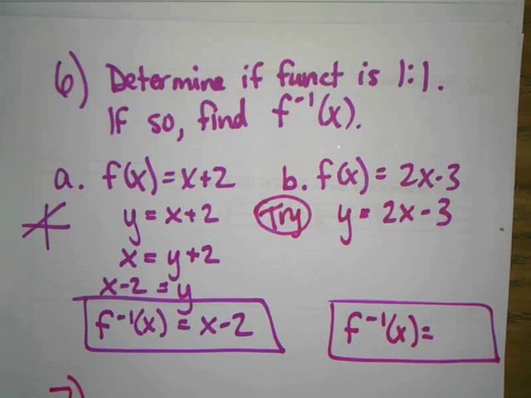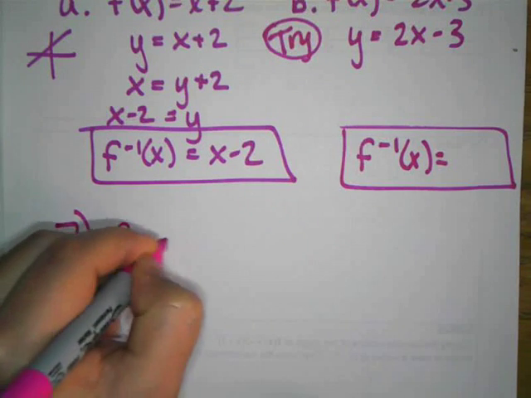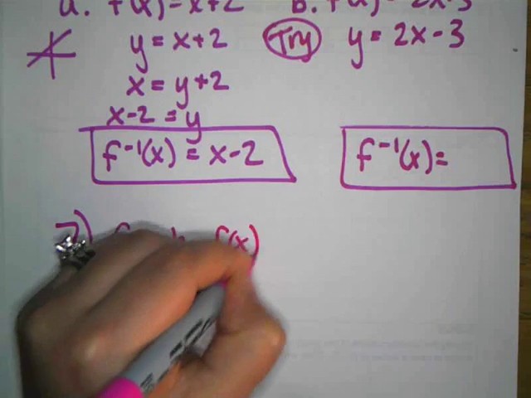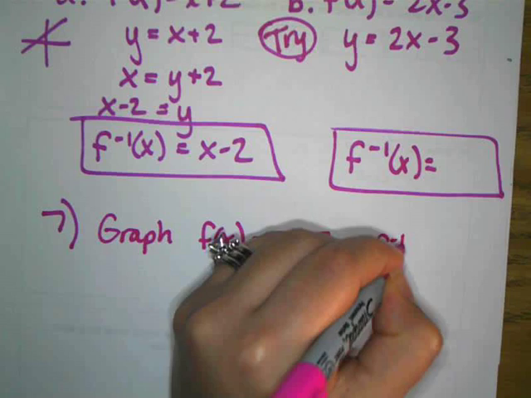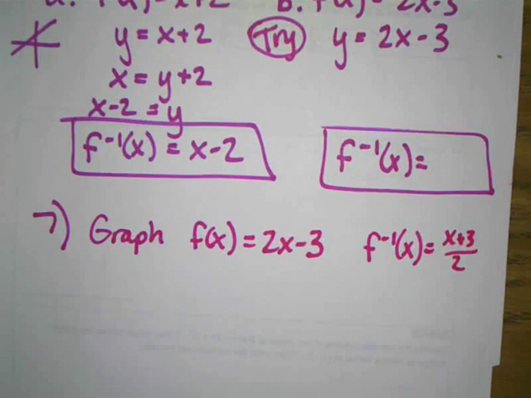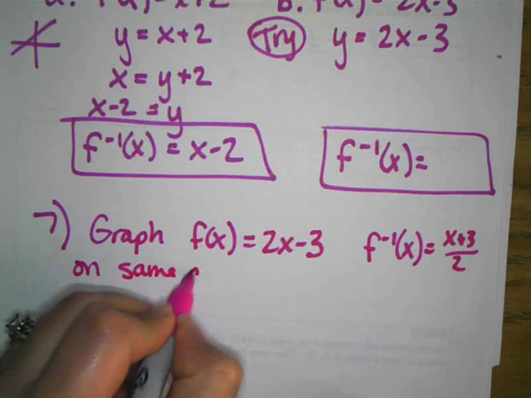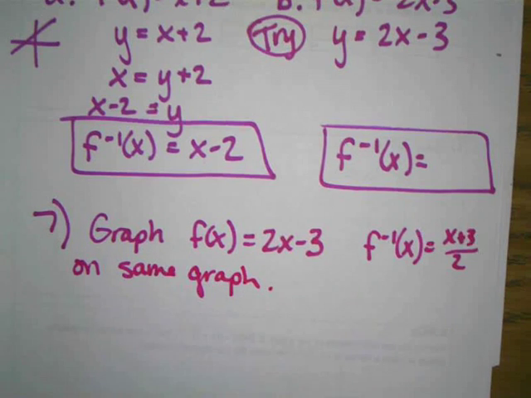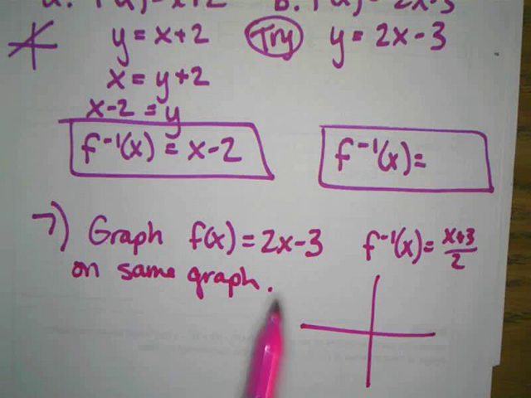And the last thing I want you to do is graph f of x equals 2x minus 3 and f inverse of x equals x plus 3 over 2. Graph both of those on the same graph and tell me one or two things about them that are the same, what's similar, maybe what kind of relationship they have.